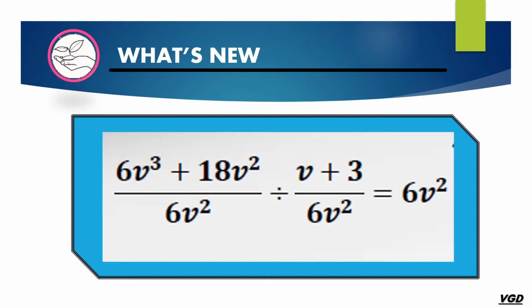You were able to recall your knowledge in dividing fractions. So now let's take a look at this problem. What's new? We have here (6v cubed plus 18v squared) over 6v squared divided by (v plus 3) over 6v squared. In this expression, the answer is 6v squared. As we move on to this lesson, we will find out how we got the answer 6v squared. Are you now ready? Let's find out together.